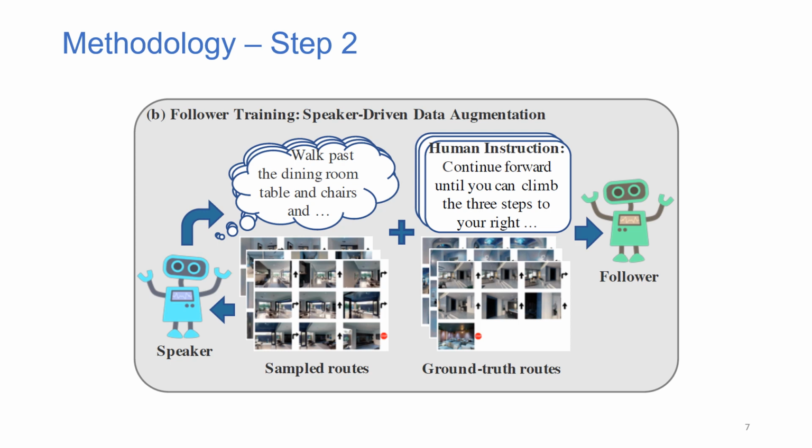In step 2, the follower model is trained. To do so, we already have the trained speaker model. Now we can use the trained speaker model to generate some additional instruction and route pairs using the finite dataset or finite routes that we have. So as a result, we have some generated data and already some annotated data in the dataset. So the dataset size increased, and using all this data, the follower model is trained.